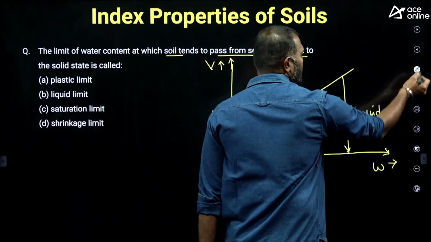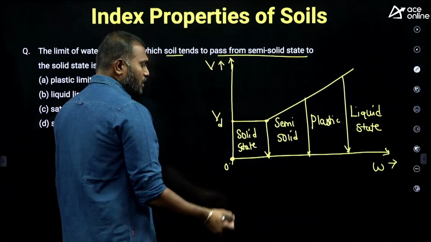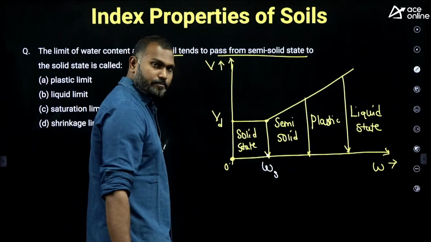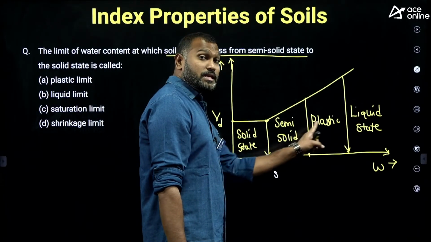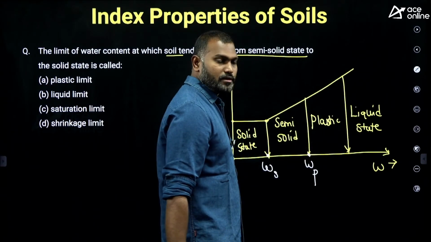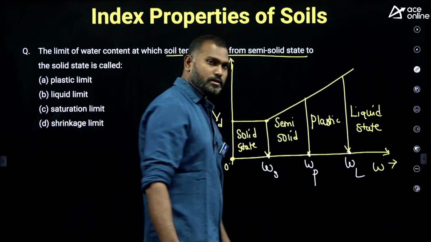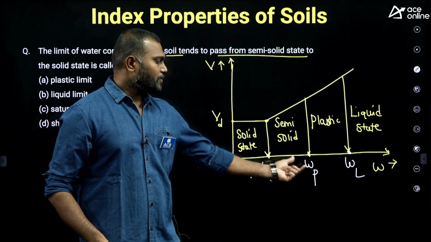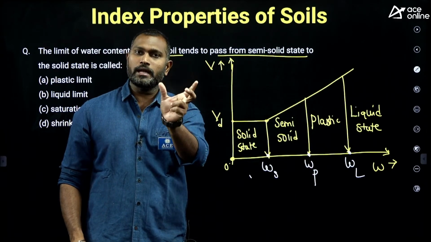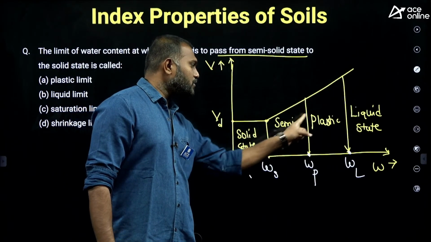If you observe, there is some boundary water content where the soil changes from one state to another. If the soil changes from solid state to semi-solid state, that is known as the shrinkage limit. If the soil changes from semi-solid to the plastic state, that is known as the plastic limit. And if it changes from plastic to liquid, we call it the liquid limit. So the shrinkage limit, plastic limit and liquid limit are very, very important, and they represent the boundary water content at which the given soil changes from one state to another.